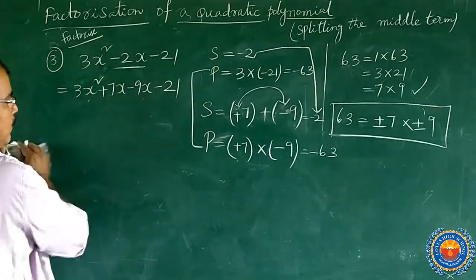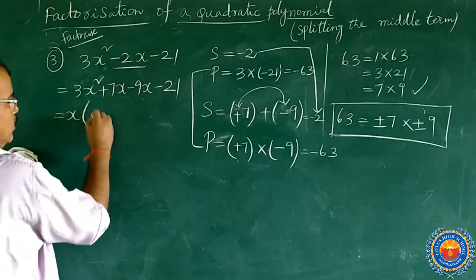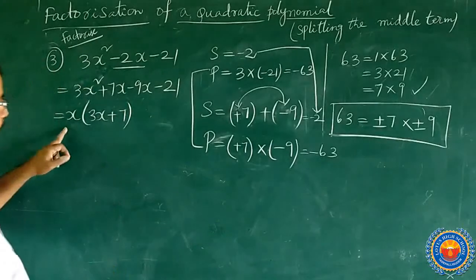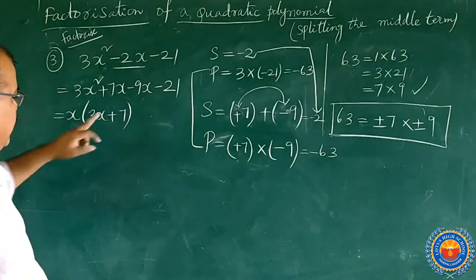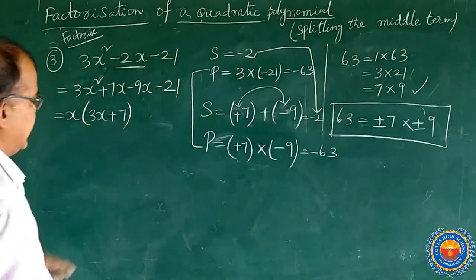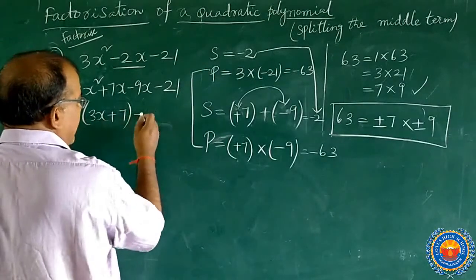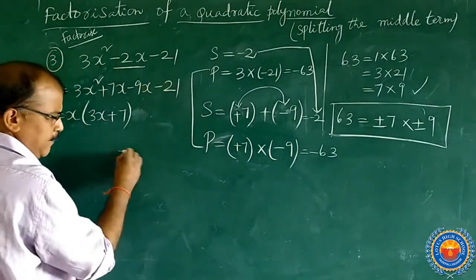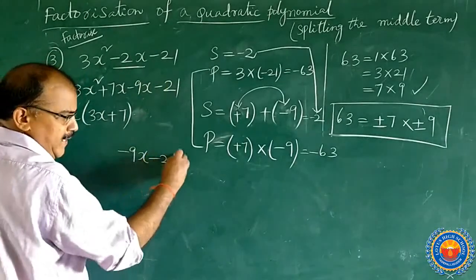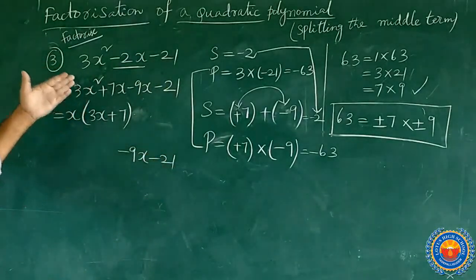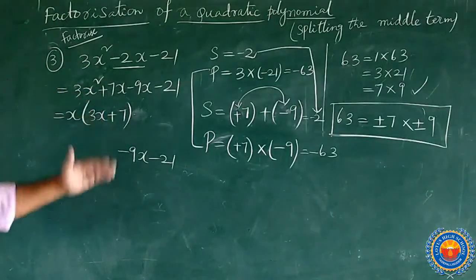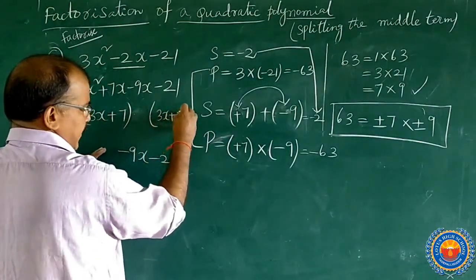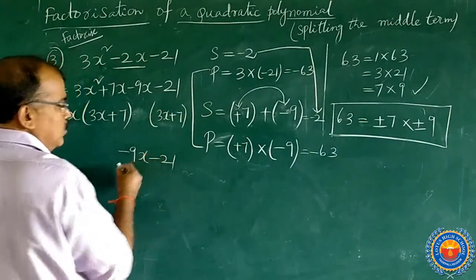X into 3x plus 7. If you multiply x into 3x, 3x square plus 7 into x, 7x. Better don't write this symbol. If you want, you can separately do minus 9x minus 21, go for factorization like 3x square plus 7x. Instead of that, directly I am writing, here also I am writing 3x plus 7. Now, you check.